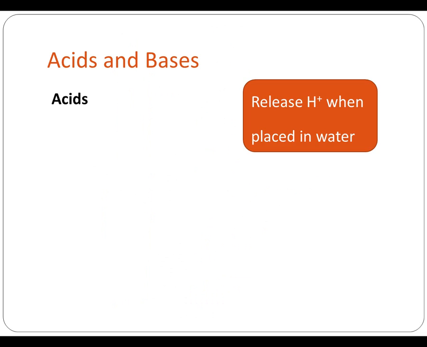Alright, so if we look at some features about hydrogen ions, acids and bases, we said that acidic environments have more free hydrogen ions because what an acid does is release hydrogen ions. It releases them when placed in the water, which makes for free hydrogen ions.